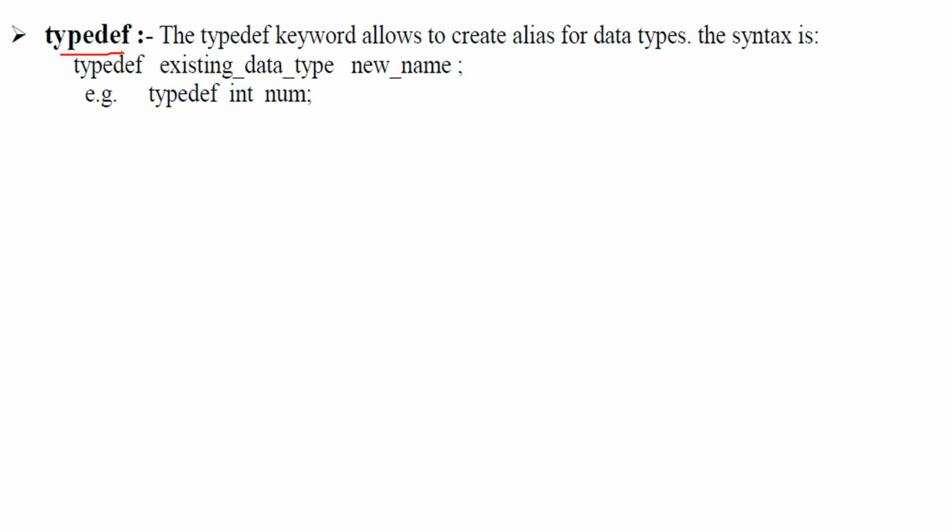Typedef. Typedef is for type definition. This typedef keyword allows us to create aliases, that is, different names for the same thing, for data types. The syntax would be something like this: typedef, then the existing data type, then the new name. So typedef int num means that wherever you use num, it will correspond to int only.